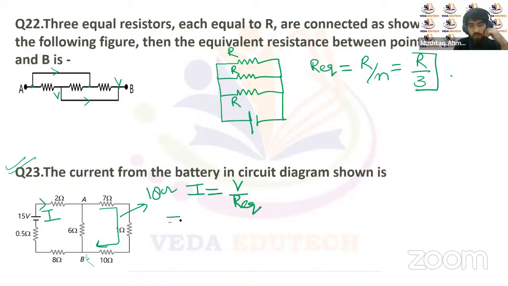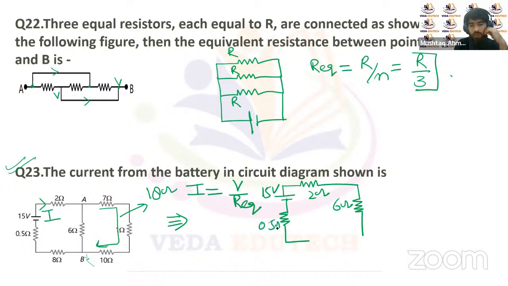So we can write its equivalent circuit like this. That is 0.5 ohm, this is a 2 ohm resistor, and this is a 6 ohm resistor here. This is 2 ohm. That's the 15-volt battery, this is the 0.5 ohm battery resistor, and this is 8 ohm. They're connected in parallel with this 18 ohm resistor.